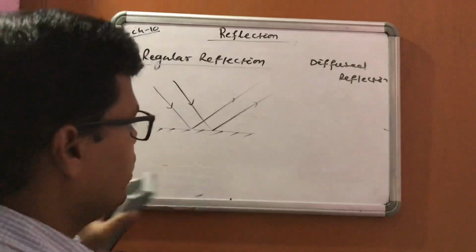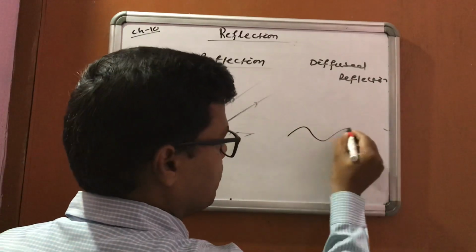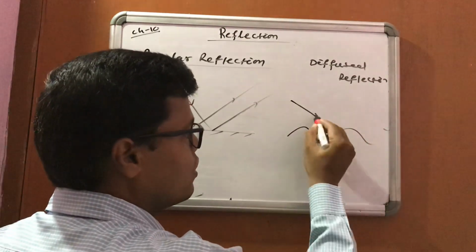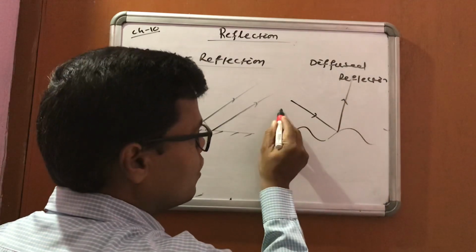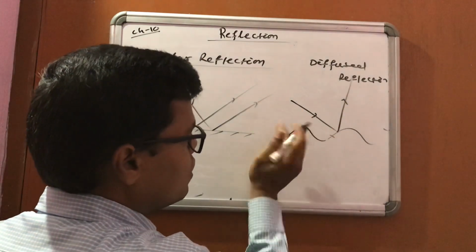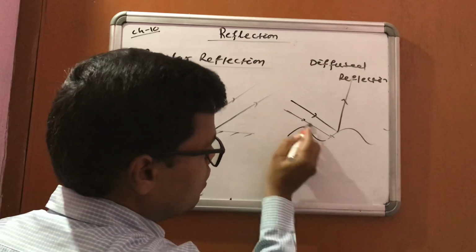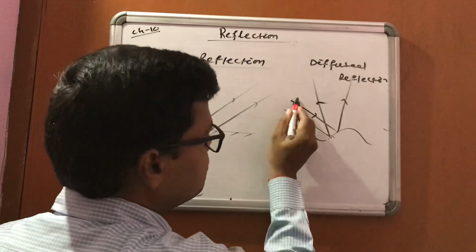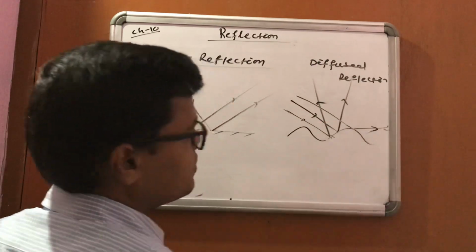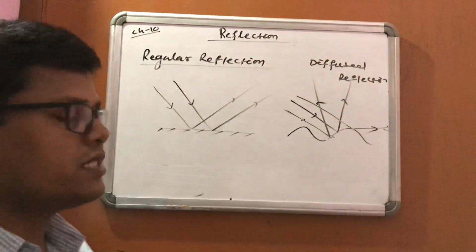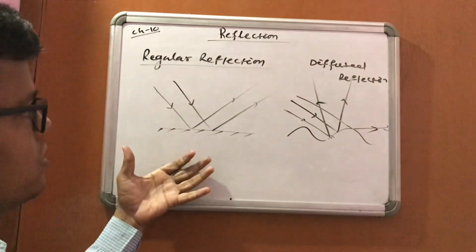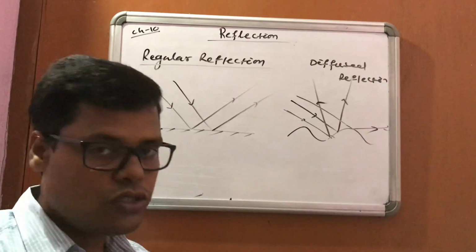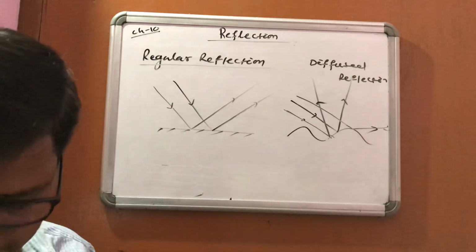Similarly, what happens in the case of diffuse reflection? Suppose this is an irregular surface. When the light rays are incident, these are the parallel beam of light. Although they are parallel, they reflect in different ways. So this is diffuse reflection and this is regular reflection. In the case of regular reflection, the image is formed. In the case of diffuse reflection, the image doesn't form by that reflecting surface.